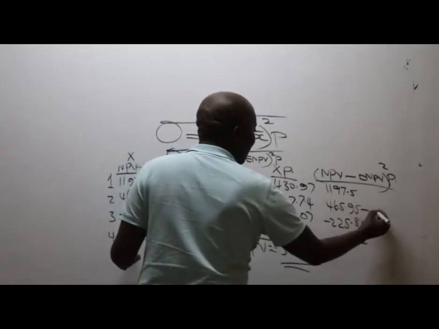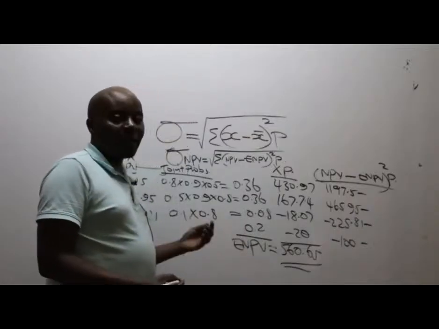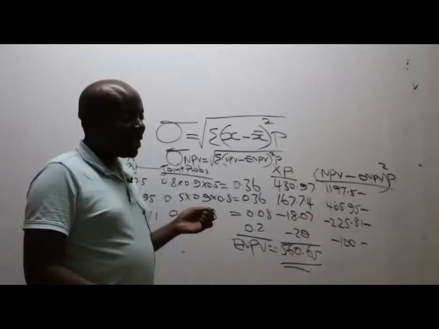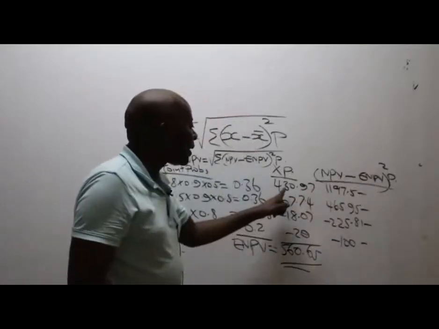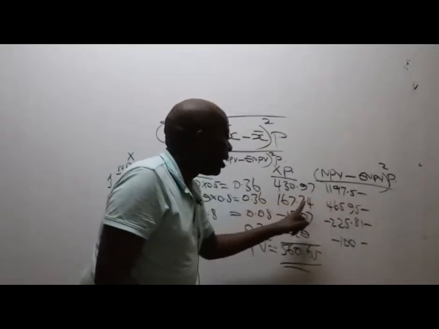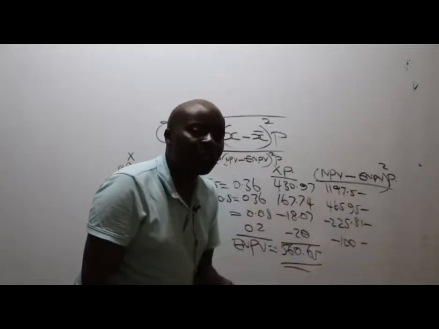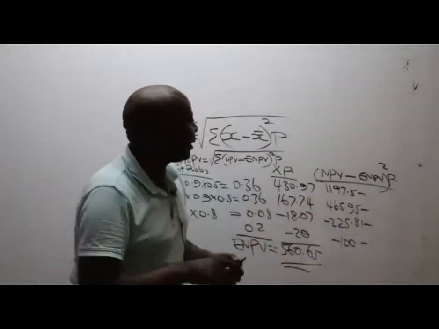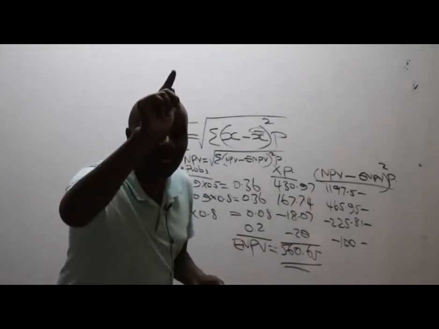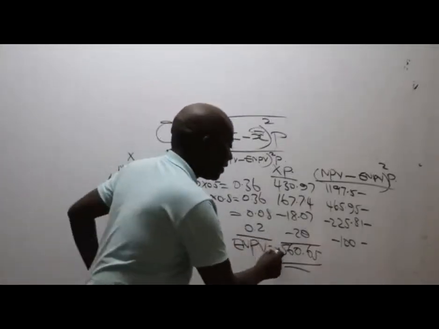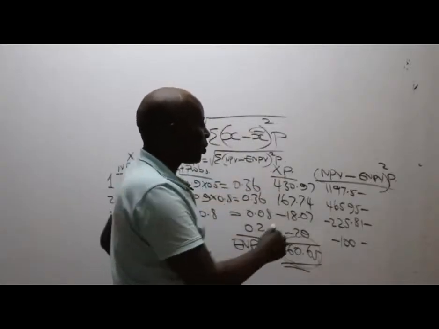Now here is where the abracadabra is. You will find a student, when you ask for minus expected NPV, starts copying each figure and putting it here. They forget that expected net present value is supposed to be only one figure. As per this formula, it's supposed to be uniform and applicable throughout. So expected net present value is this single figure here. We cannot have many means.